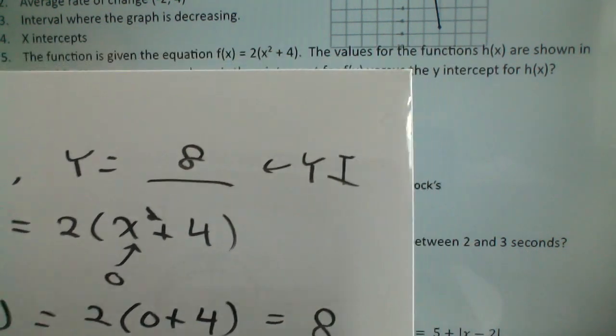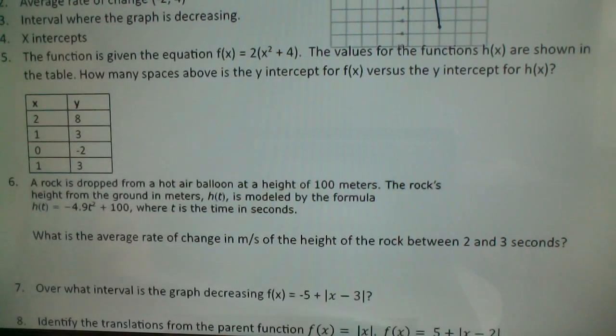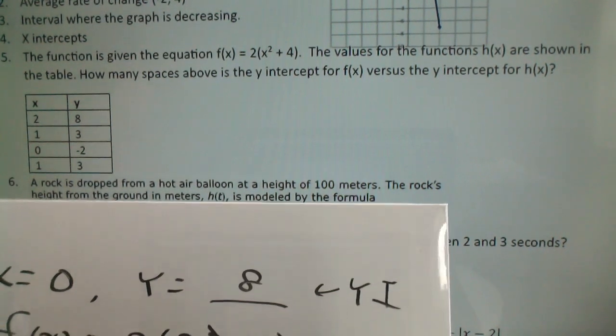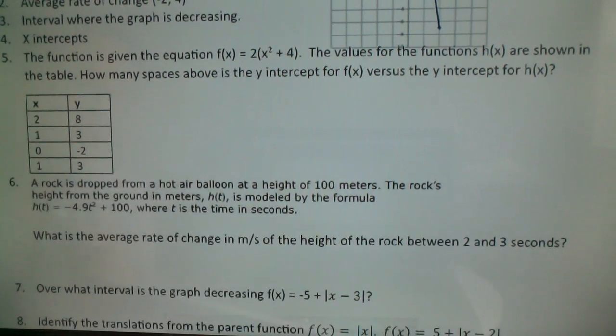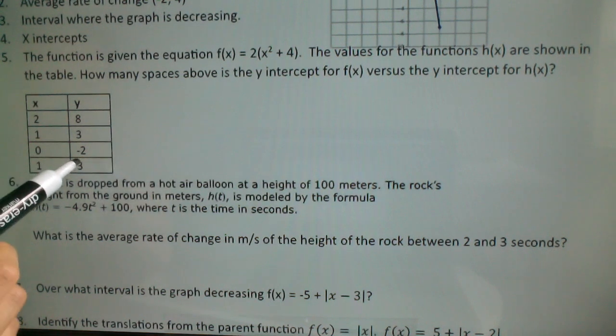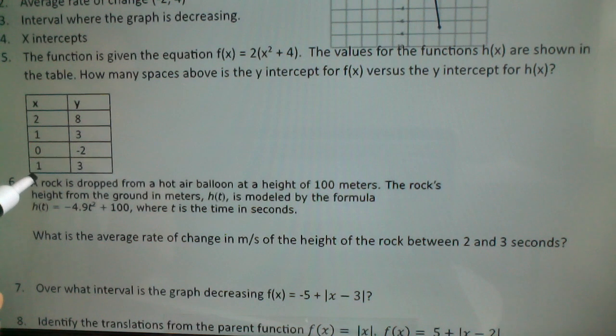And let's see. Look at the table. We just talked about when x is 0, we'll know what the y-intercept is, right? So look at the table. X is 0 and y is -2. So you don't even need to know the equation of h(x) because the table tells you right here, x is 0 and y is -2.